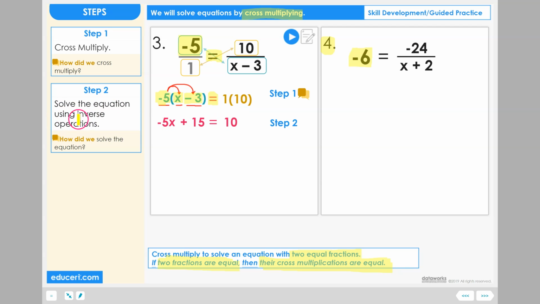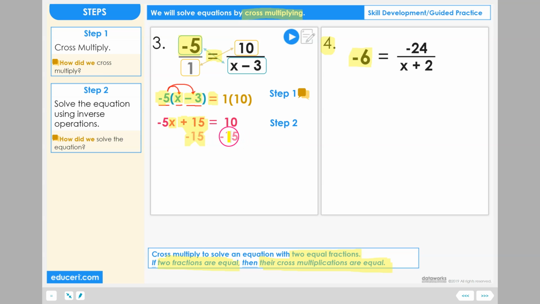Step 2. Solve the equation using inverse operations. Here, we need to start to solve for this variable x. First thing we want to do is we want to get rid of this numeric term plus 15. To get rid of a plus 15, we need to subtract 15, and that will get rid of that term, but we need to make sure we do it on both sides.